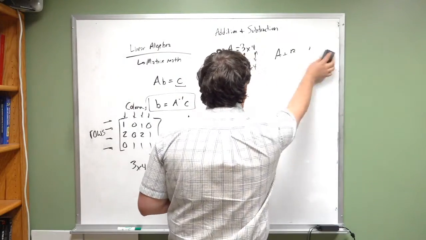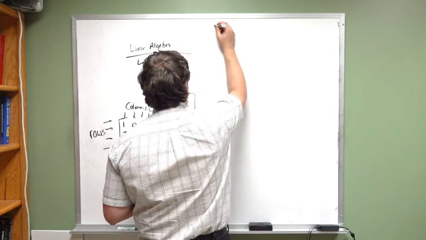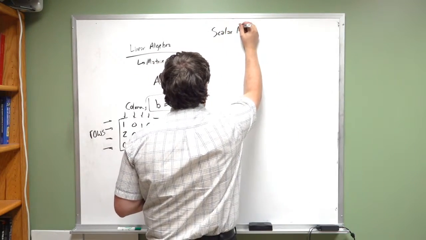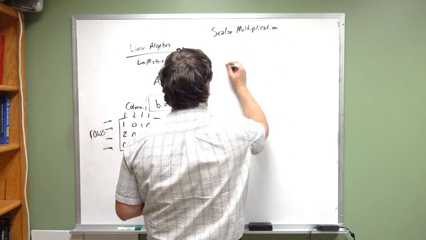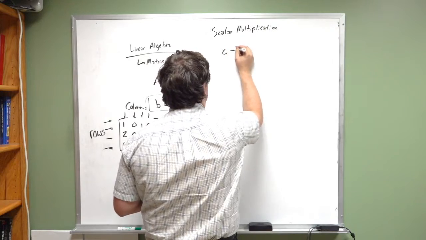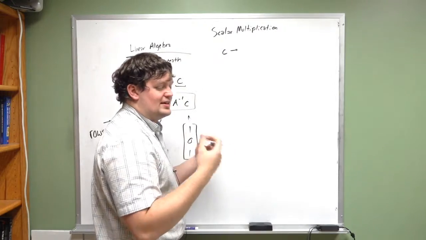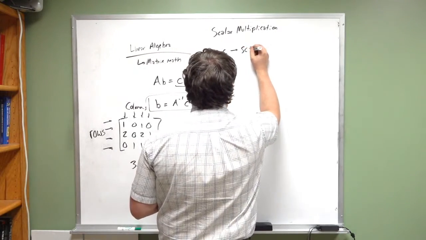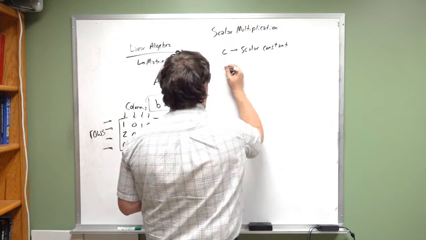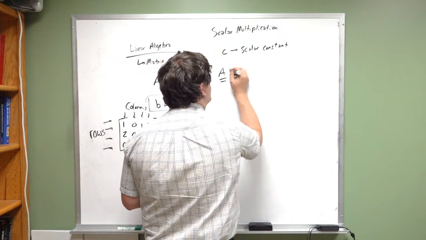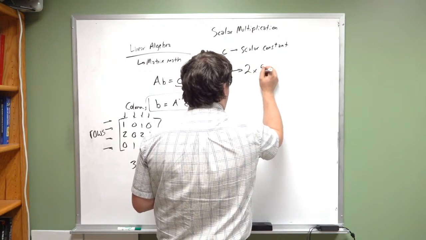Okay, next we're going to look at what's called scalar multiplication. In scalar multiplication, let's say I have some constant c. C is just a single scalar value. Okay, and let's say I have A, which is some matrix. I'm going to go ahead and make this a 2 by 5 matrix.